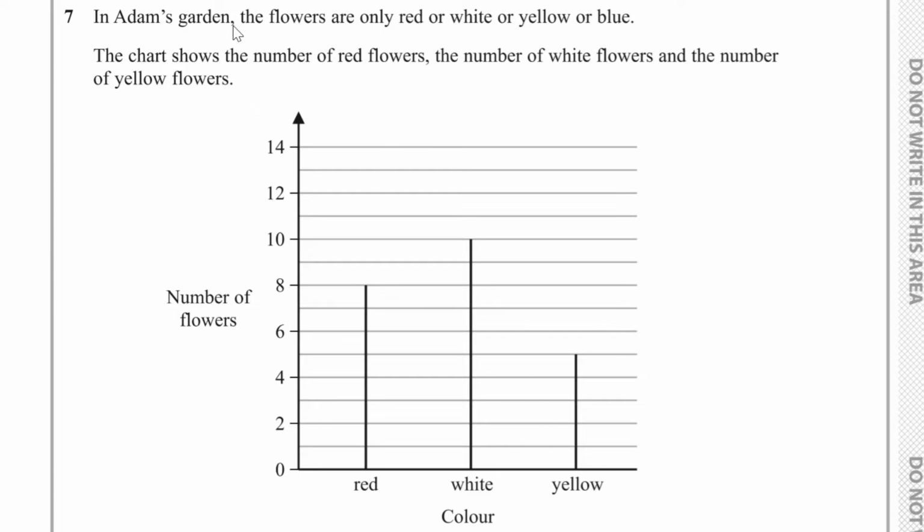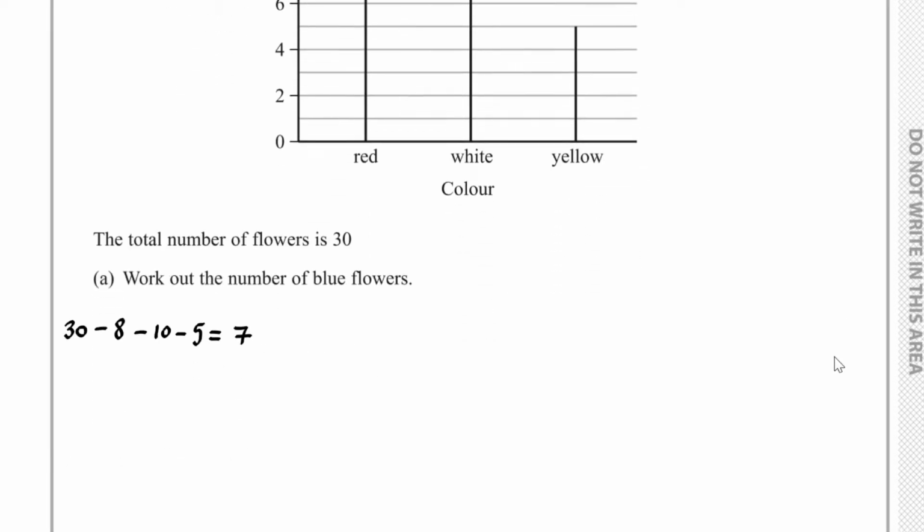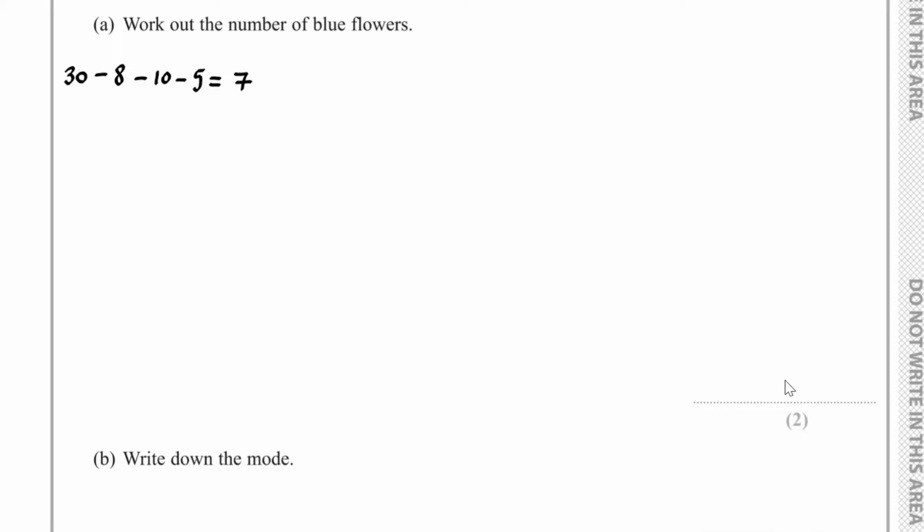Question number 7. In Adam's garden, the flowers are only red or white or yellow or blue. The chart shows the number of red flowers, the number of white flowers, and the number of yellow flowers. The total number of flowers is 30. We have to work out the number of blue flowers. Well, if we have 30 flowers in total, we subtract off 8 red, we subtract off 10 white, we subtract off 5 yellow. This tells us the number of blue. Working this out, we get 7. So we have 7 blue flowers.